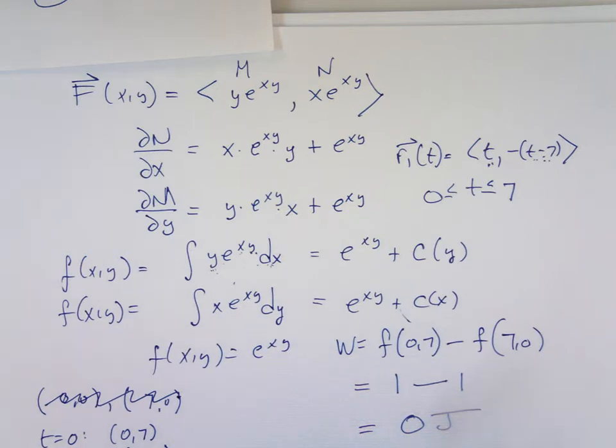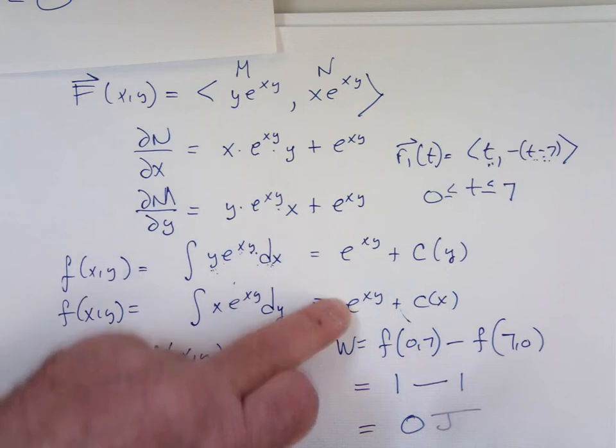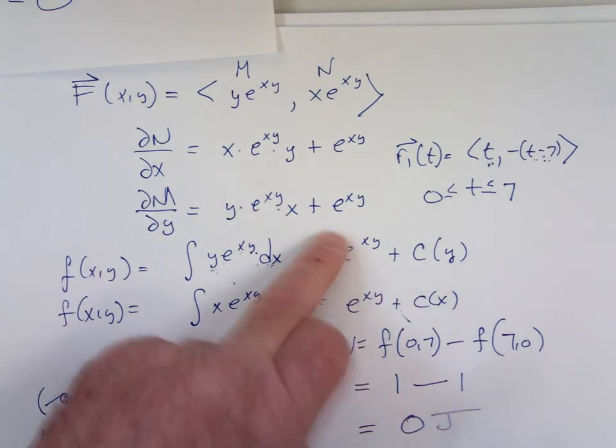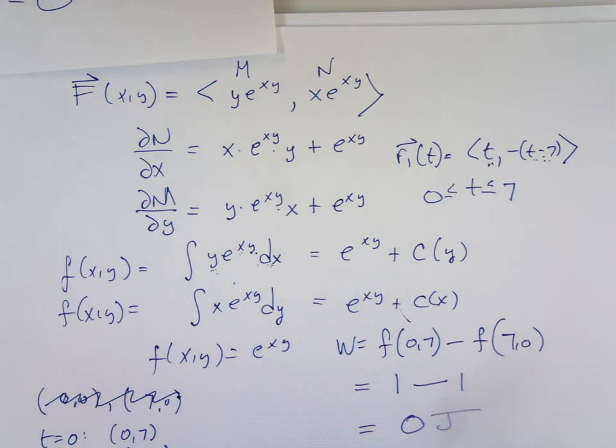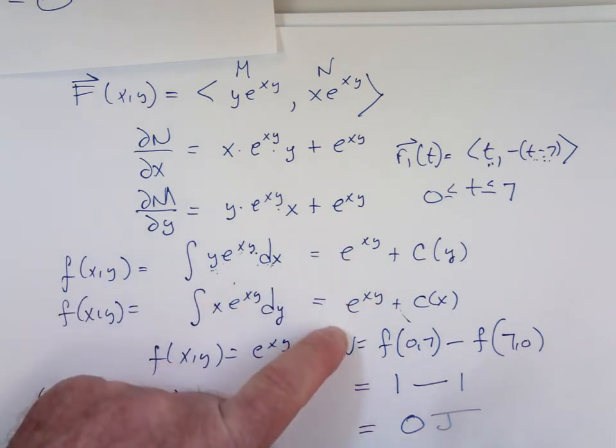If it's conservative, are the two integrals always going to equal each other, because you got e to the xy? Well, no, these don't necessarily have to equal each other at this point. We had one the other day where they're different, but you reconcile them and come up with one function that satisfies both requirements.